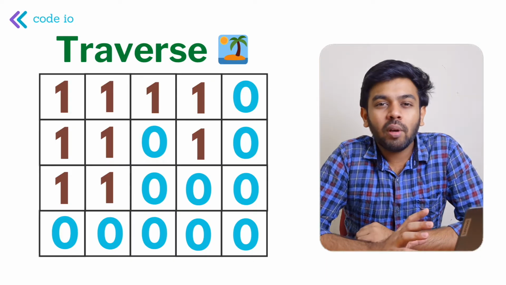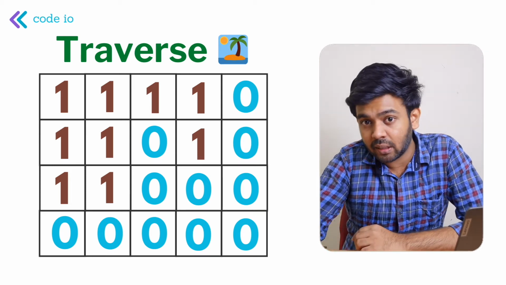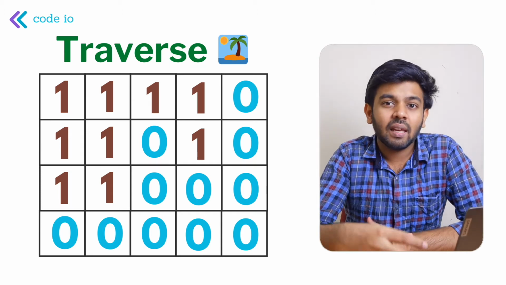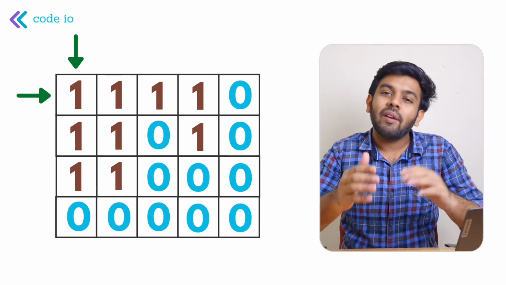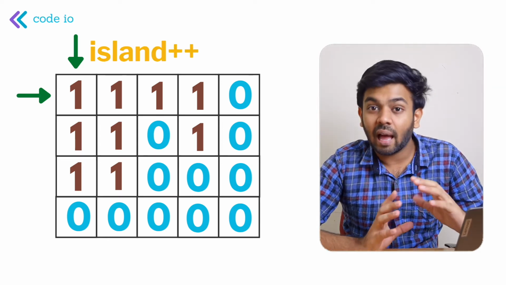We have seen a couple of examples, so you should have a basic idea of what this is. Now I'll tell you what the approach is, what we are going to do in this program, and we'll try and code this now. So what we are going to do is traverse this matrix element by element, row wise, and see if that particular element is a 1, or the land area. If that particular element is a land area, we'll increment the number of islands that we have.